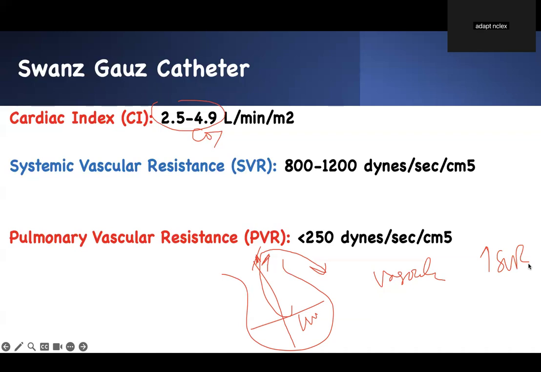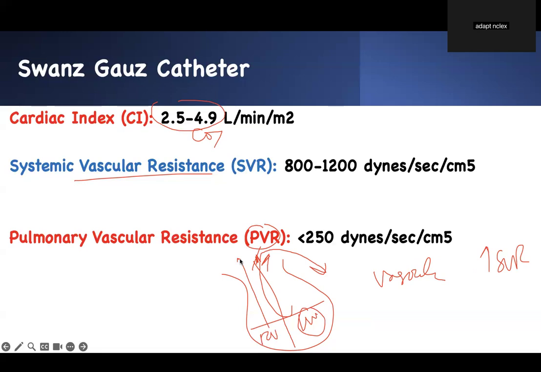The last one is pulmonary vascular resistance. It's not systemic, but this is pulmonary vascular resistance. If the SVR is the afterload of the left ventricle, the PVR, pulmonary vascular resistance, is the afterload of the right ventricle. So this is the right ventricle pushing against the pressure in the pulmonary system to allow blood to flow.